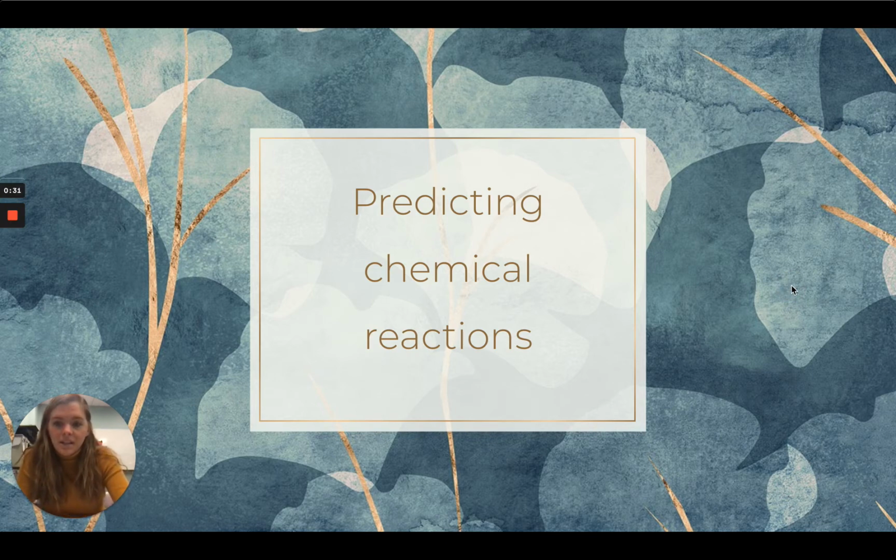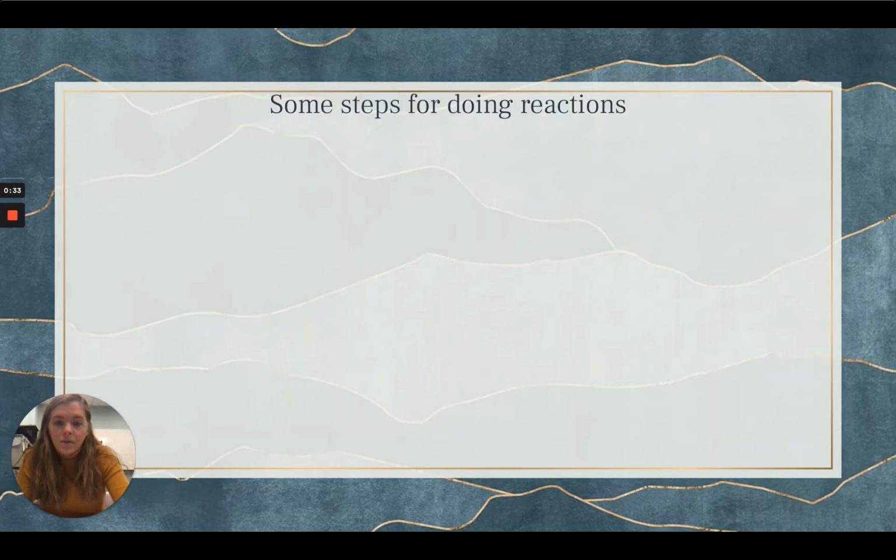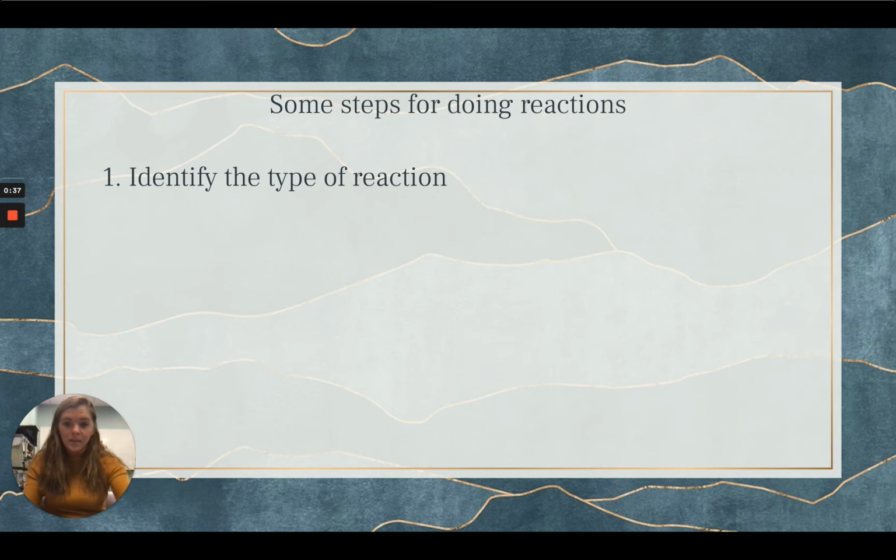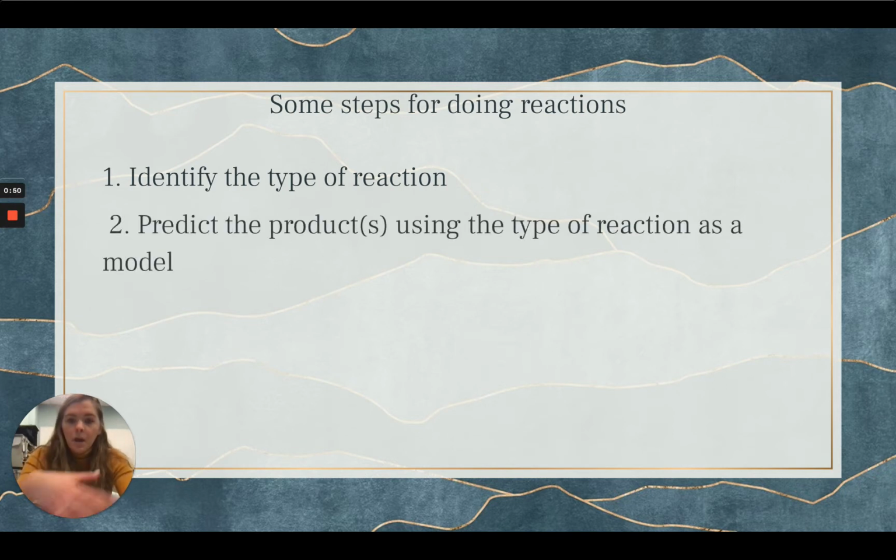So let's get started. So some steps for doing reactions in general. Our first step is always going to be to identify the type of reaction, which again we're going to learn about those types of reactions today. I did mention some brief overview of those reactions, but not exactly what they are. So we're going to identify the type of reaction. We're always going to predict the products based upon the type of reaction. We're going to use that as a model.